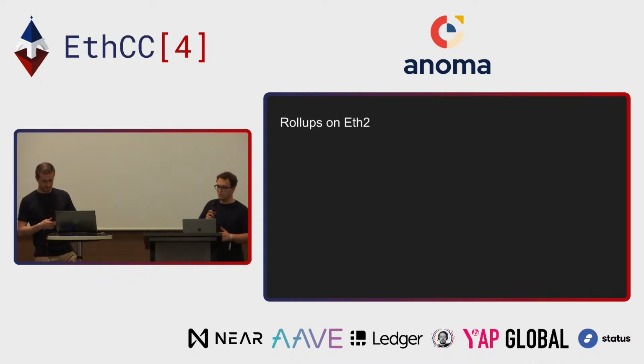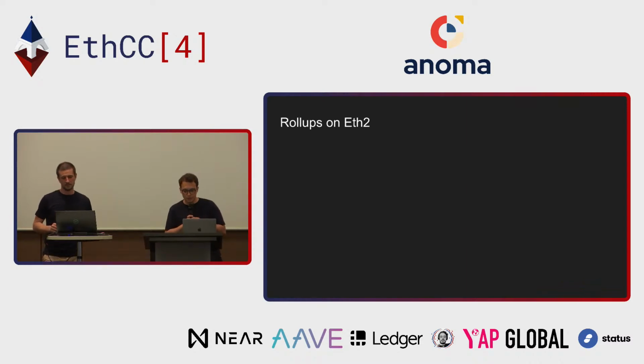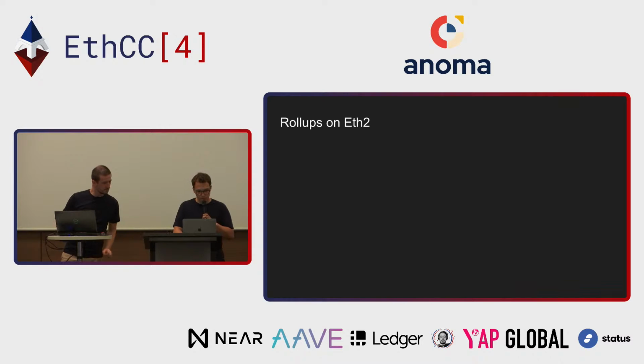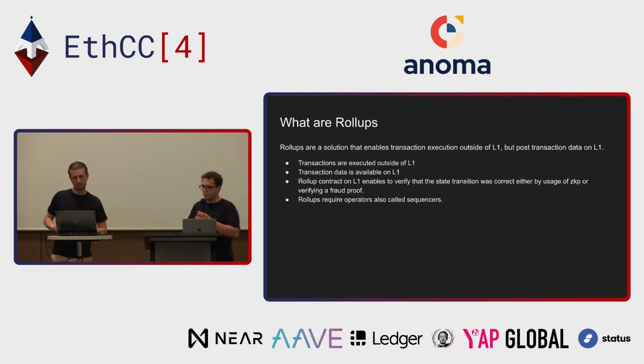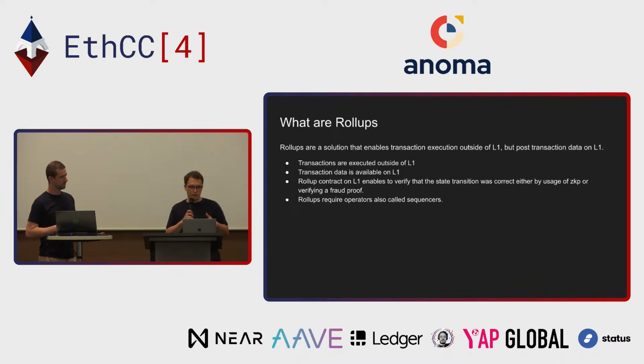Okay, also, as rollups are known to be a scaling solution for Ethereum 2, we'll introduce them and describe what kind of MEV can happen there. So let me quickly introduce what a rollup is. Can we switch the slide? Yeah, so rollups are a way of executing transactions outside of layer 1, but the data is posted on layer 1.